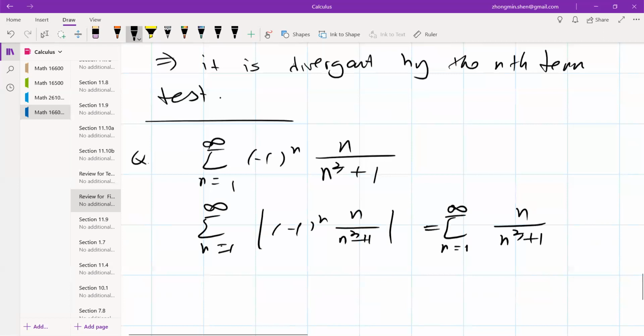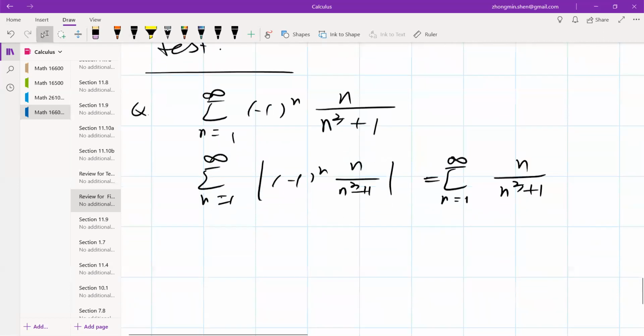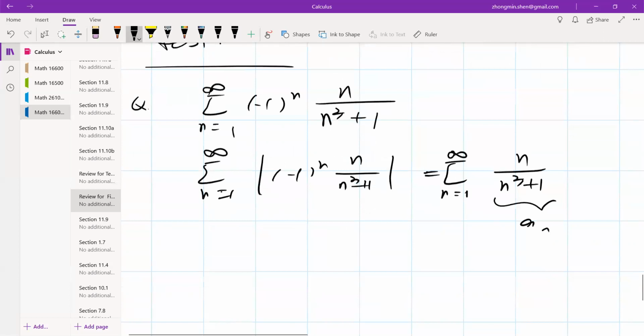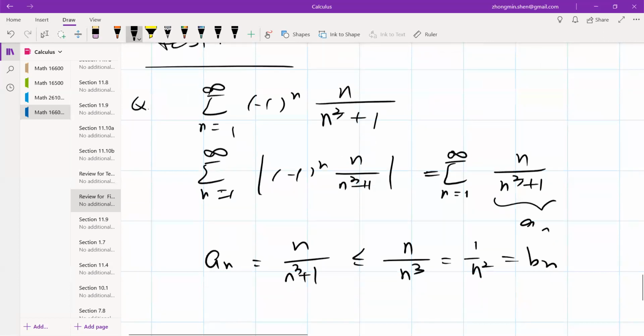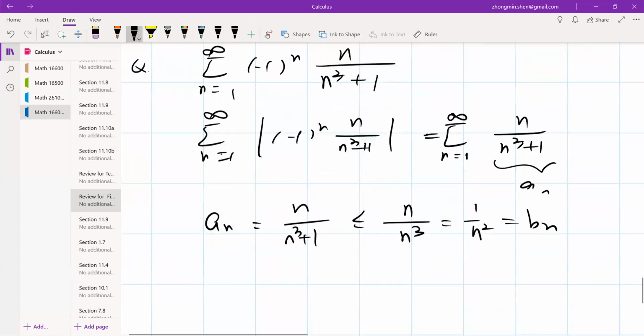Okay, so how can I use the comparison test? Well, this is the an. an is n over n cubed plus 1. It's less than or equal to n over n cubed, which is 1 over n squared, which is the bn. Then apply the comparison test.